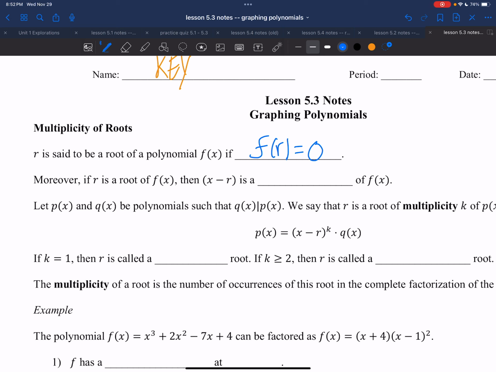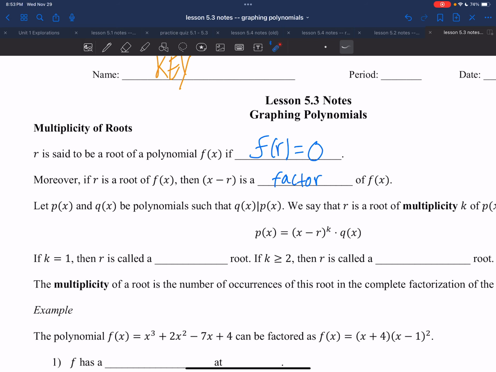So this is a definition from the last unit, right? This is what it means to be a root. When you take a root and plug it into a function, it evaluates to 0. Do not forget that. Moreover, if r is a root of f of x, then that means x minus r is a factor of f of x, okay? So if you knew that r was a root, then that means x minus r is a factor. Specifically, a linear factor. So just keep that in mind.